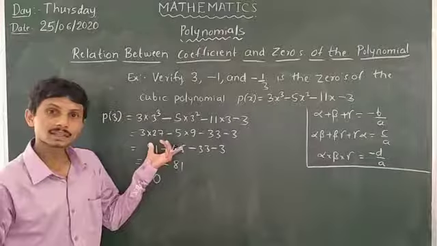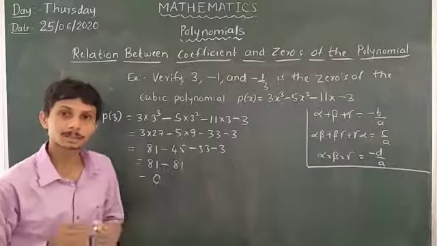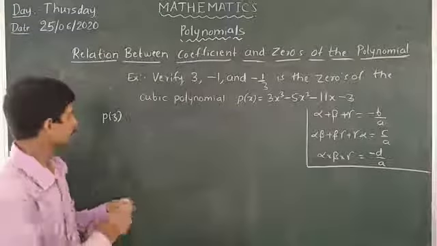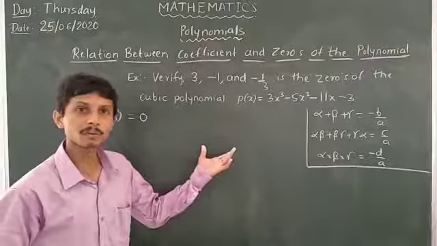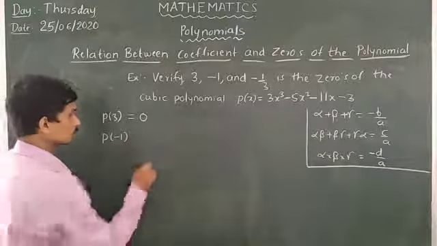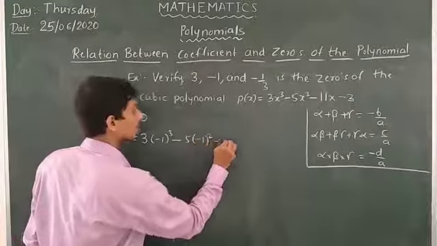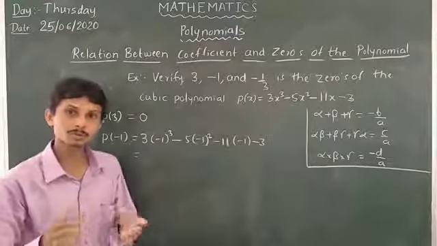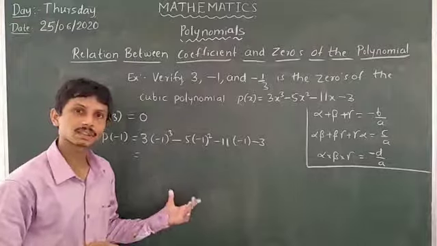When we insert the value of x into the cubic polynomial, we got the answer as 0. That means p of 3 is equal to 0. Then we insert the value x is equal to minus 1 into the cubic polynomial. That is p of minus 1 is equal to 3 into minus 1 cube minus 5 into minus 1 square minus 11 into minus 1 minus 3. Don't wait for me. Pause the video and check whether it will be 0 or not.